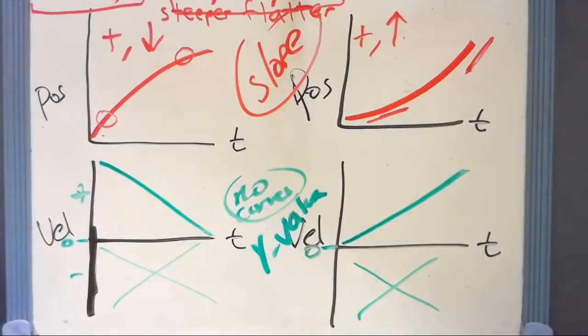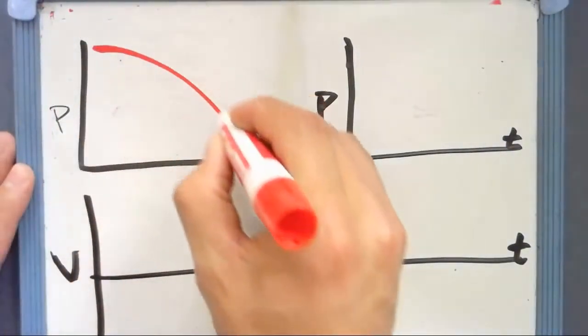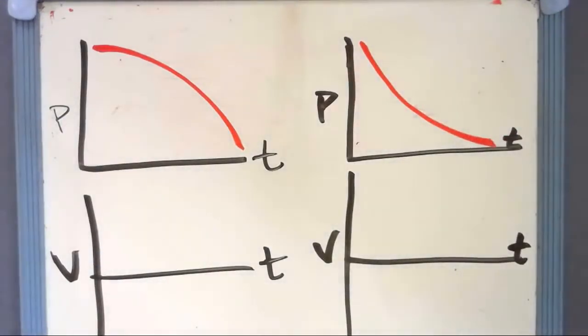Again, no curves. That line might be a little curved. It's supposed to be straight. But that's what it would look like. Same motion on a velocity versus time graph. Two more. Are we ready? Next one. We'll draw this one, and we'll draw this one. Take those two.